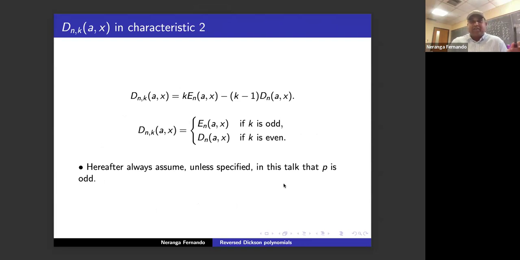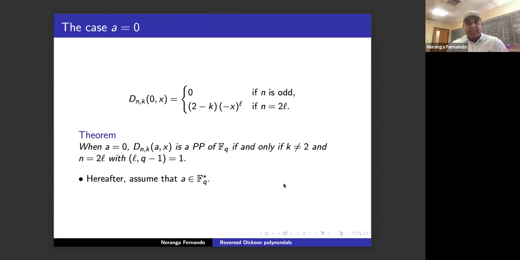When k is even, it's simply the first kind. So from now on, during the talk, I'm always going to be assuming that the characteristic is odd, unless I mention otherwise. Then I wanted to settle the case where the parameter a is 0 first.